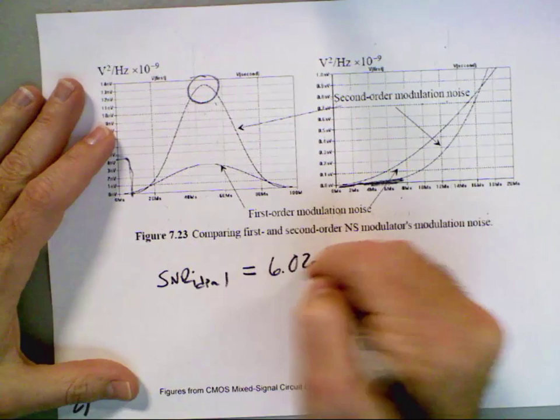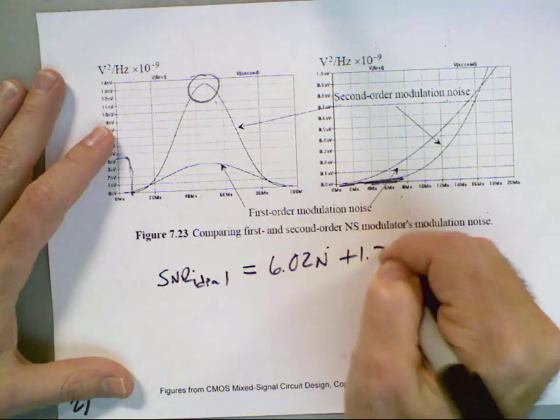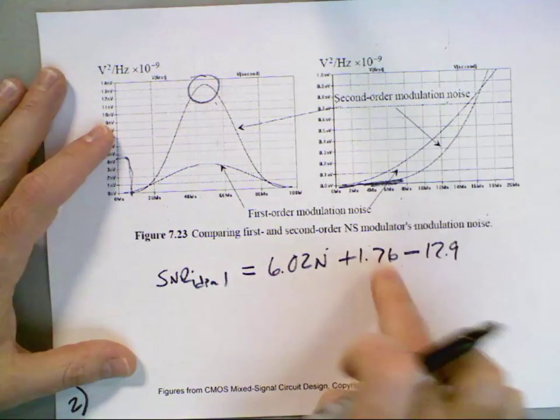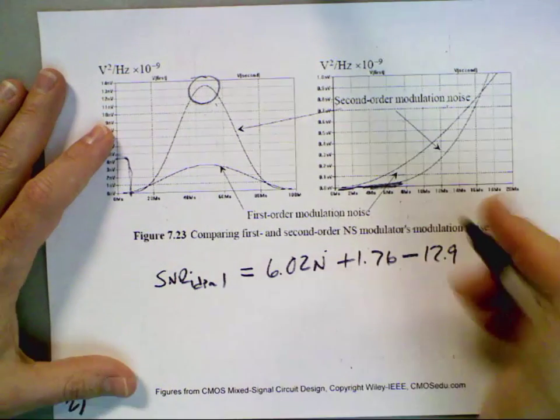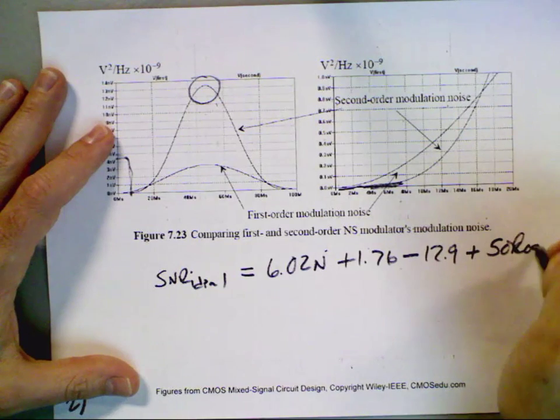Anyway, we get the following: 6.02 N plus 1.76 minus 12.9. And the reason you put it like this is just so you can see it in terms of the Nyquist rate converter, plus 50 log of K.